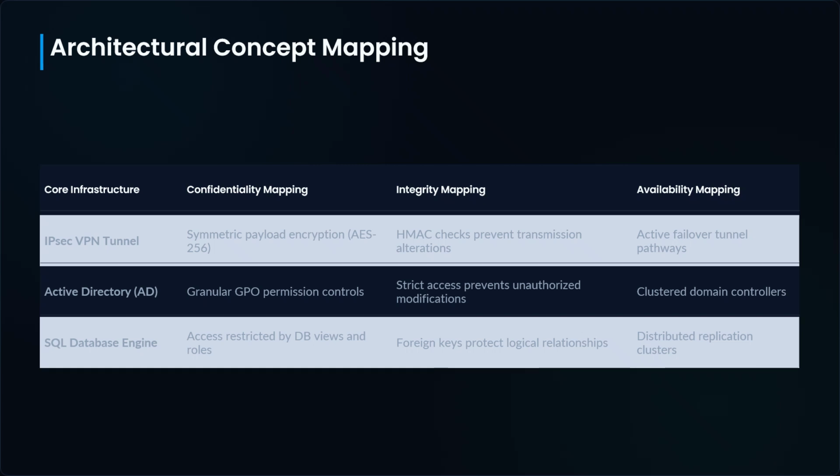Technology element, IPsec VPN tunnel. Confidentiality focus, encrypts packet payloads using high-grade AES encryption. Integrity focus, uses HMAC, keyed hashes, to guarantee packets aren't altered in transit. Availability focus, supports dead peer detection to instantly rebuild broken links.